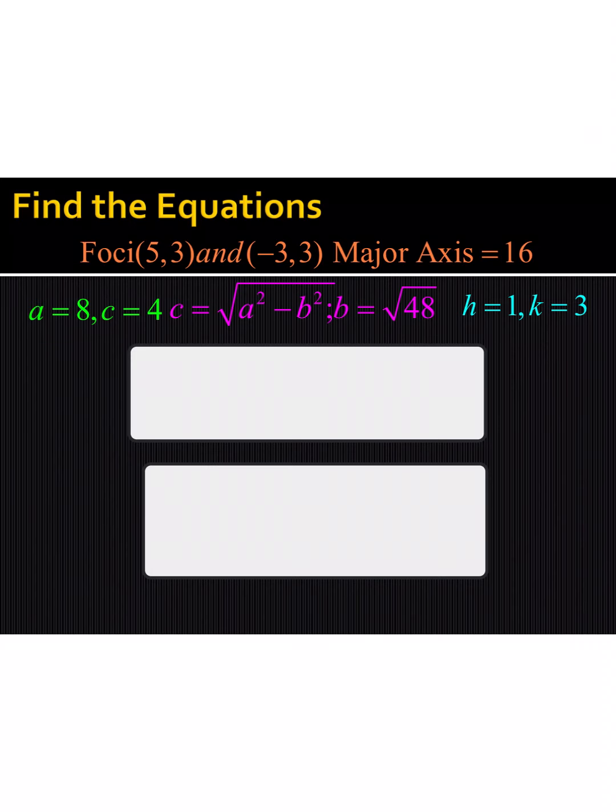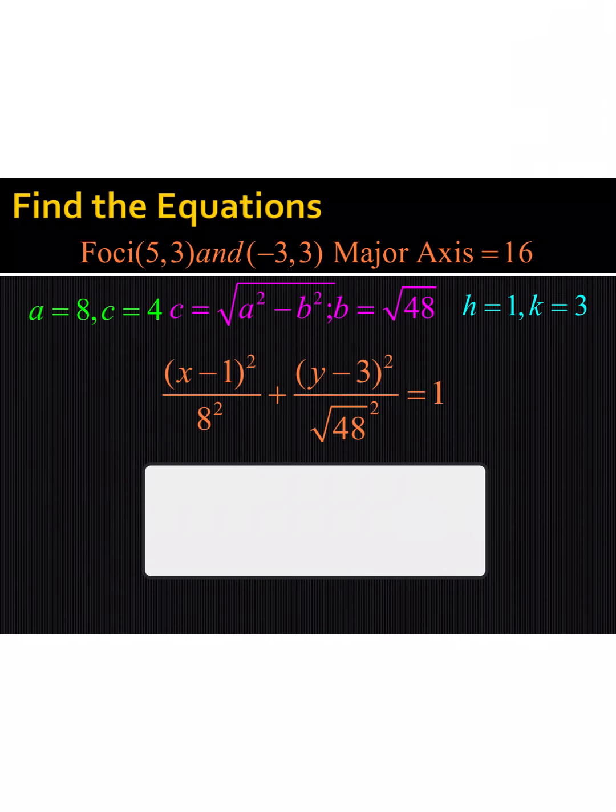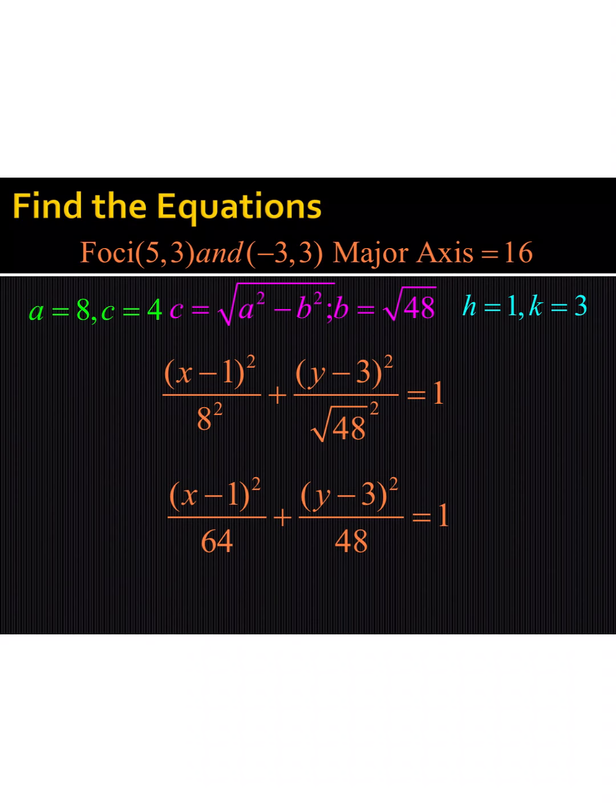Okay, so now that I have my h, my k, my a, and my b value, I can go ahead and write things. Before I do that though, I want to identify where a goes. Knowing that my foci are moving horizontally tells me that I'm going to have a horizontal ellipse, which means that my a value is going to go under my x variable. So I have (x - 1)² over 8² plus (y - 3)² over (√48)² equals 1. Simplifying my √48 squared and my 8 squared, I get my final equation.